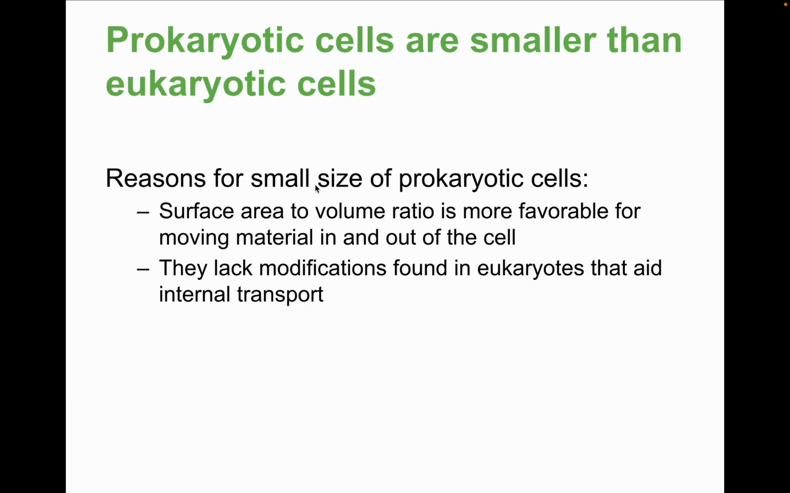So prokaryotic cells are smaller than eukaryotic cells overall. The reason why they're smaller is because they're unicellular organisms, so they have to be able to survive on their own, which means the surface area to volume ratio is much more favorable for moving material in and out of the cell, because they have a relatively large surface area to volume ratio, which means for every bit of volume in this prokaryote, they have more surface area to deliver resources in and out of this cell. However, the prokaryotes lack modifications found in eukaryotes that aid internal transport, because they are overall simpler organisms than eukaryotes.